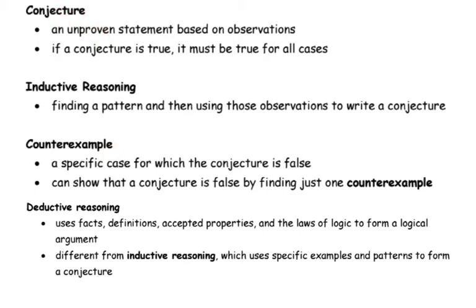So, conjecture is an unproven statement based on observations. If a conjecture is true, it must be true for all cases. Inductive reasoning: finding a pattern. That's the key word here that you want to correlate with inductive reasoning. Finding a pattern and then using those observations to write a conjecture.